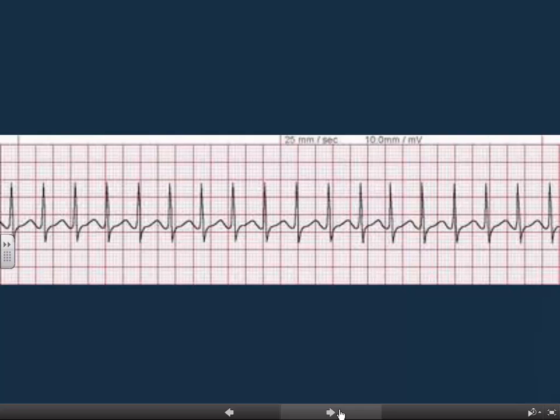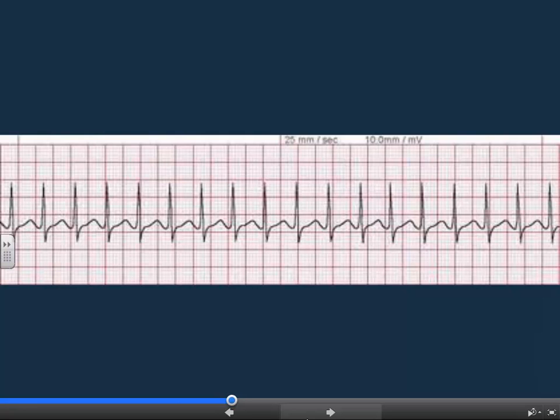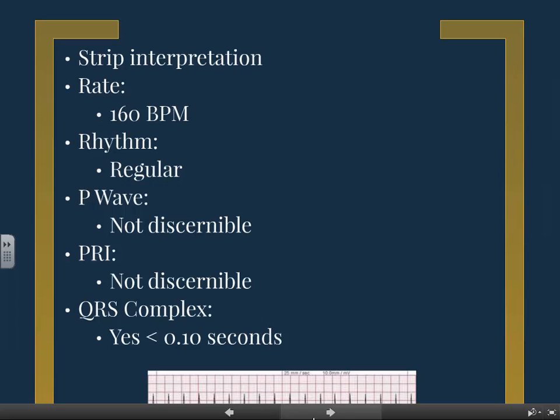Okay. So our rate, 160, somewhere around there. Rhythm, regular. P-wave, kind of hard to see, isn't it? QRS complex, okay. So about 160 regular, P-wave is not discernible, PR interval is not really discernible, QRS complex is a narrow complex. So what are we calling it?